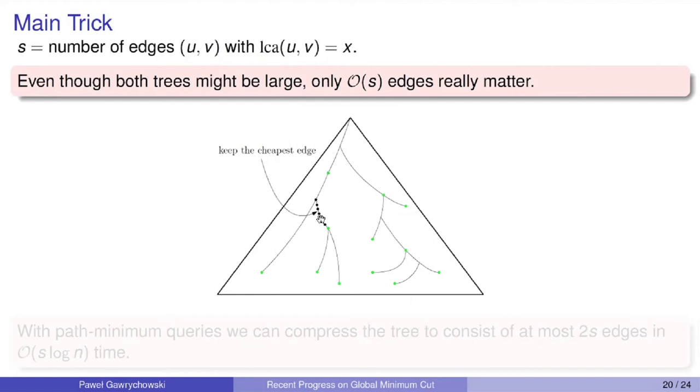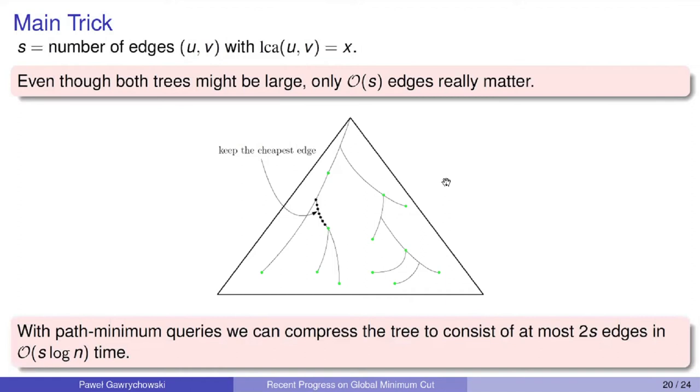And then the number of those green nodes is S. So it's not hard to see that you only need to keep at most O of S edges. You need to think how to figure out which edge is the cheapest and how to reconstruct this shape efficiently. This you can do with some LCA queries and path minimum queries. For this, we have very efficient solutions. Log n is for sure enough, but you could solve this faster, but there is no need for that.